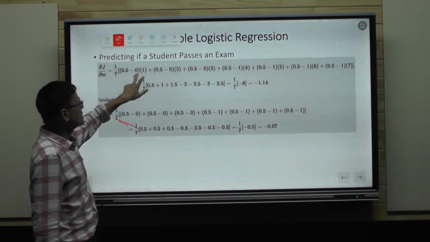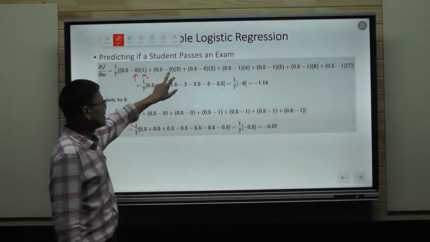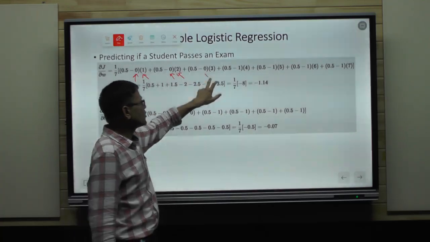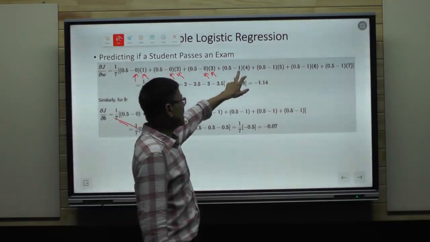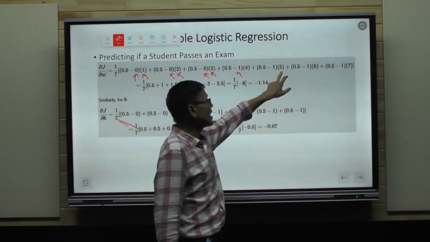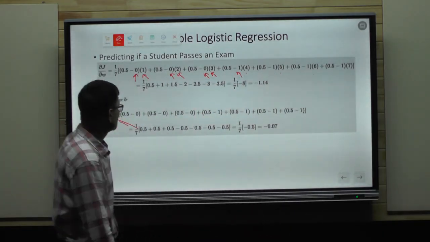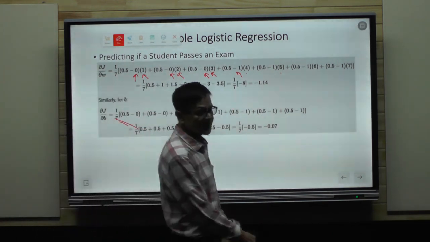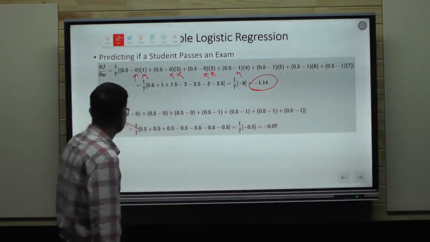The output is 0 when the student studies for 1 hour. 0.5 minus output 0 when the student studies for 2 hours. Output is 0 when the student studies for 3 hours. And output is 1, that is, the student passes when he studies for 4 hours, 5 hours, 6 hours and 7 hours. So if you do the calculations, it all sums up to 1 upon 7 divided by minus 8, and it becomes minus 1.14.